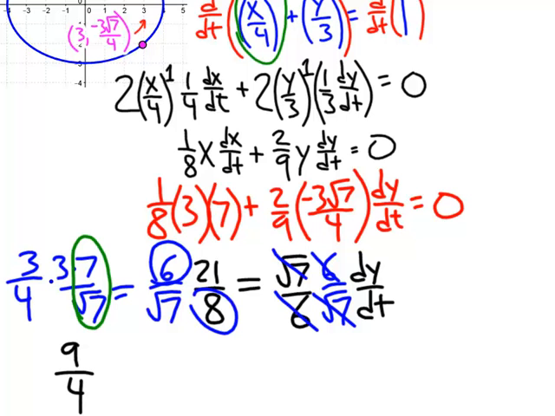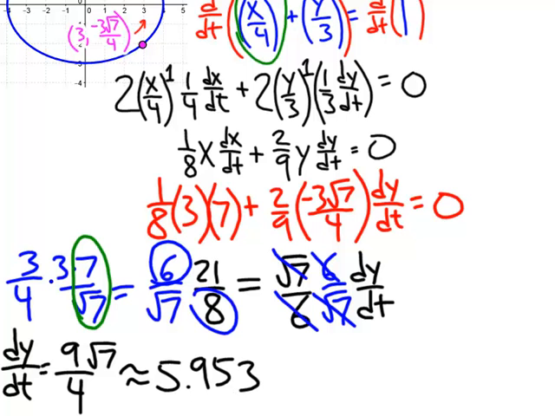And then the 7 over root 7 will give me root 7. That is our dy over dt. I know I'm not managing my space as well as I could, but I'm going to roll with it here. As a decimal, that turns out to be about 5.953-ish. That is the rate at which y is changing at that very point in time.